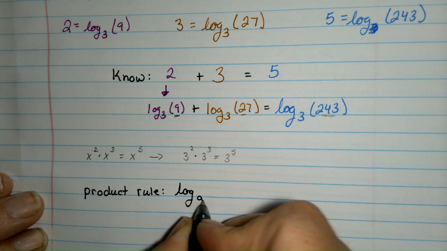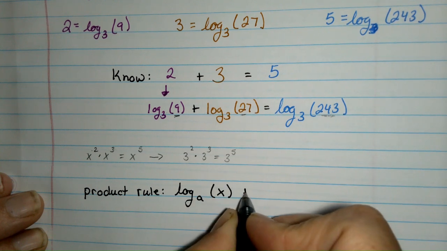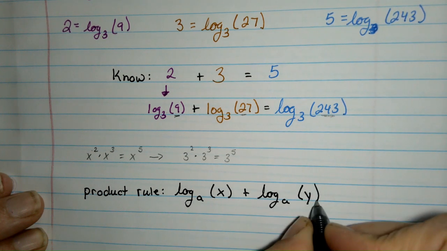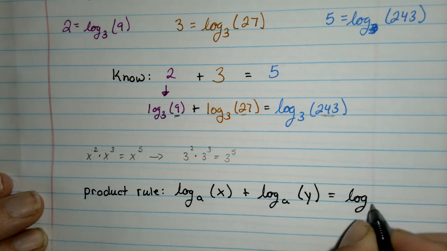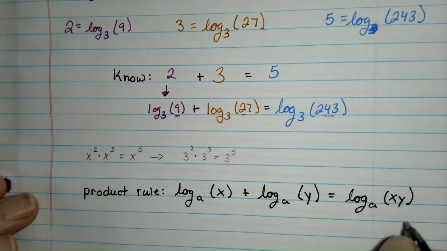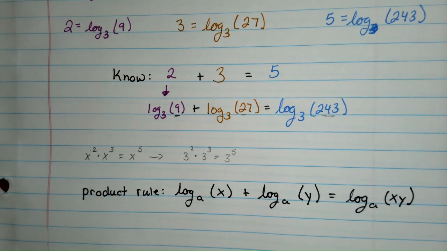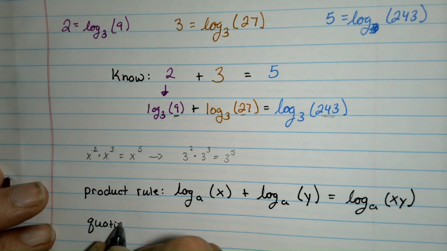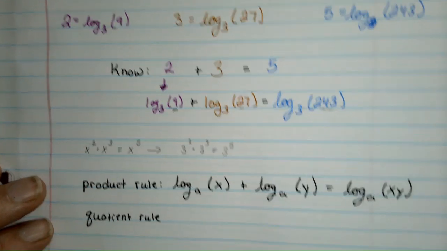Log base A of x plus log base A, same base, of y equals log base A of xy. And I have worked with problems where it was more efficient to have it in the product versus where it was more efficient to have it in the expanded form. Now, I could do the same kind of thing here with quotients, or with the quotient rule.